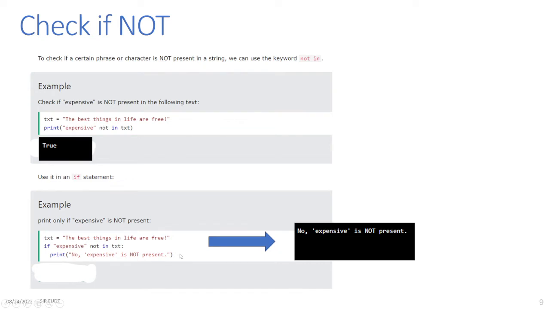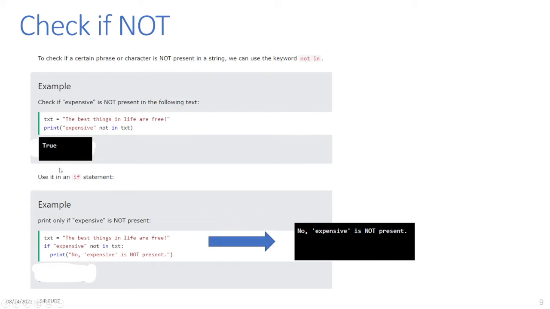Check if not. So to check if a certain phrase or character is not present in a string, we can use the keyword not in. So example, check if "expensive" is not present in the following text. So txt is "The best things in life are free." So print("expensive" not in txt). So this will give us True because expensive is not in this text.